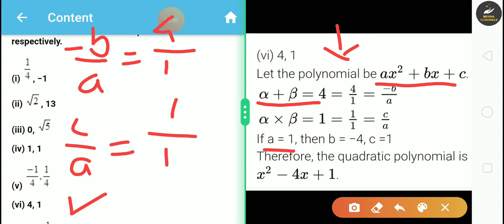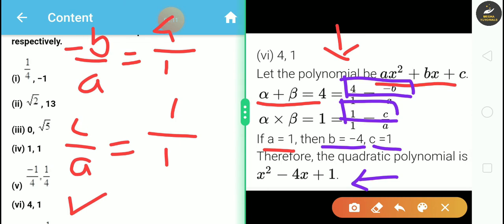Then from this part, 4 is equal to minus b, we can write the value of b as minus 4, and from this part, 1 is equal to c, we can write the value of c is equal to 1. Therefore, the quadratic equation will be x square minus 4x plus 1. So this is the required answer.